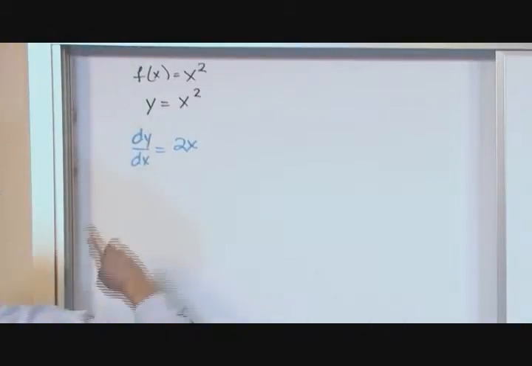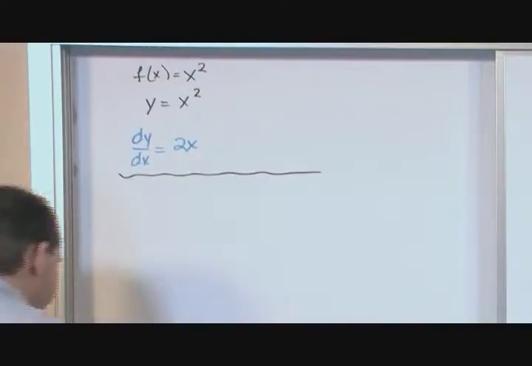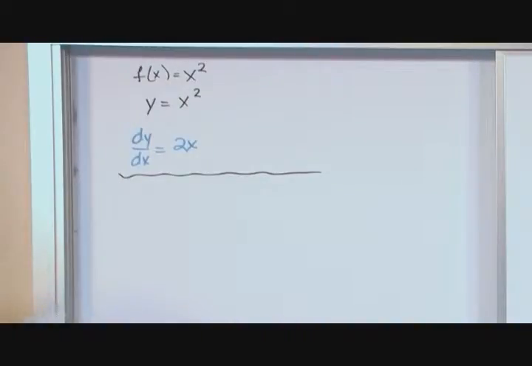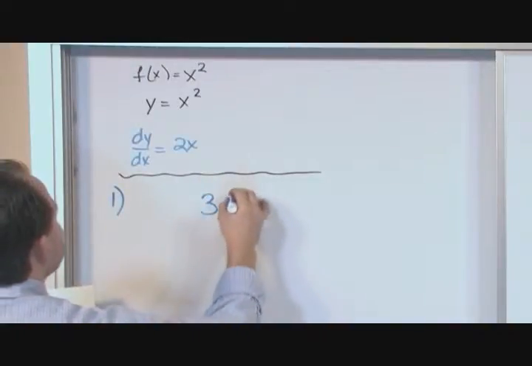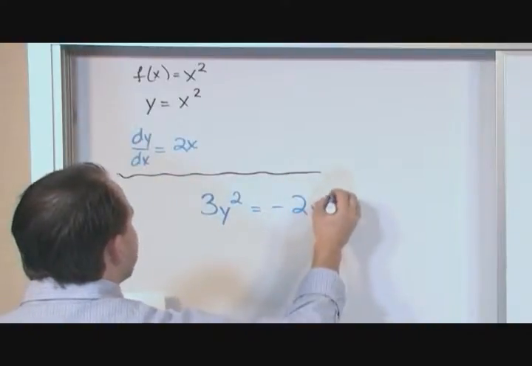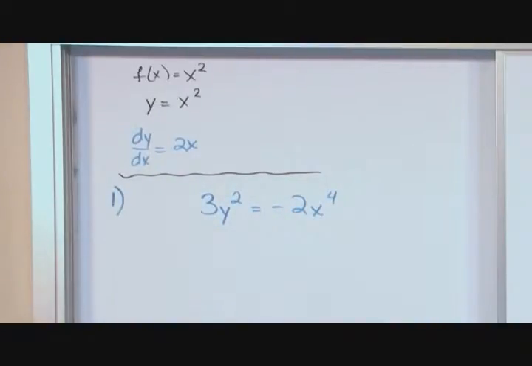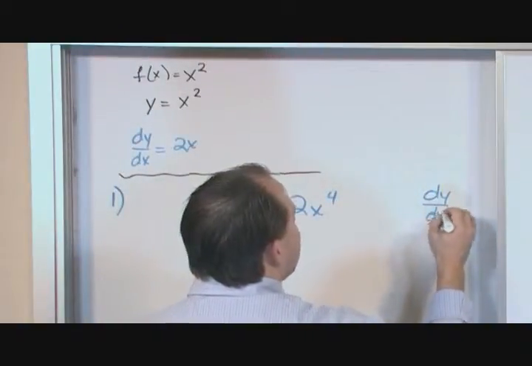But let's compare that to a different problem that isn't quite so easy. What if I gave you, and this will be our first problem that we're going to end up solving, by the way, what if I gave you 3y squared is equal to negative 2x to the fourth? And I said, hey, I want you to find dy/dx. How would you do that?